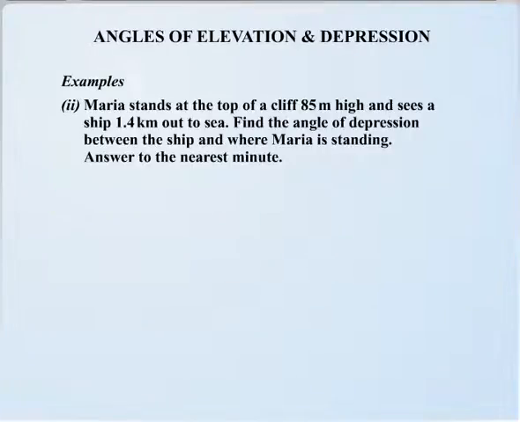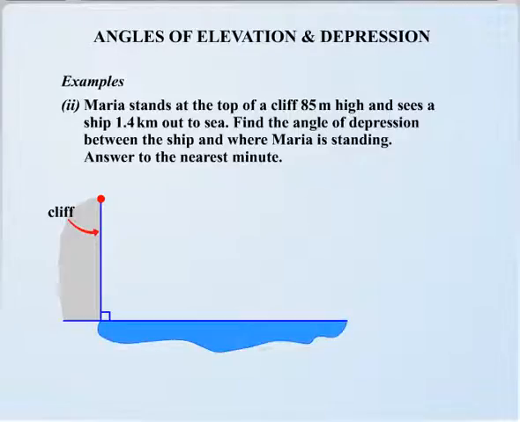Maria stands at the top of a cliff 85 meters high. Alright, hope she doesn't suffer from a fear of heights. So she stands on the top of a cliff 85 meters high and sees a ship 1.4 kilometers out to sea. Now we need to find the angle of depression between the ship and where Maria is standing. We're going to answer to the nearest minute. Well, as before, let's get a diagram going. There's our cliff. Alright, Maria there is at the top there. Out to sea, alright. There's the water, the ocean. There's our boat. Alright, she sees the boat out there, the ship.